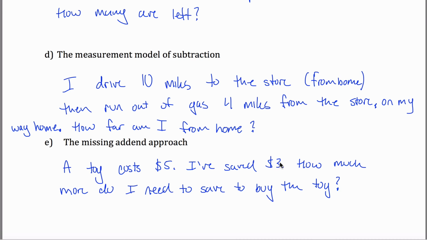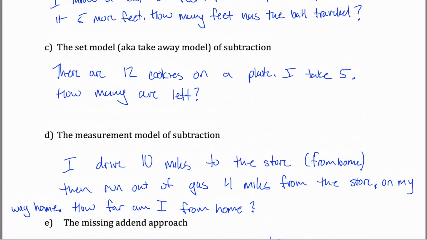Essentially, it's asking me 3 plus what equals 5. It's a subtraction problem, but you can think about it in addition using the missing addend approach. And it would be a pretty natural fit in a problem like this where that's what the question is asking you. You have 3. How many more do you need? 3 plus what is it that equals 5? And I guess that's the end of this quiz. So I'll stop the video here.